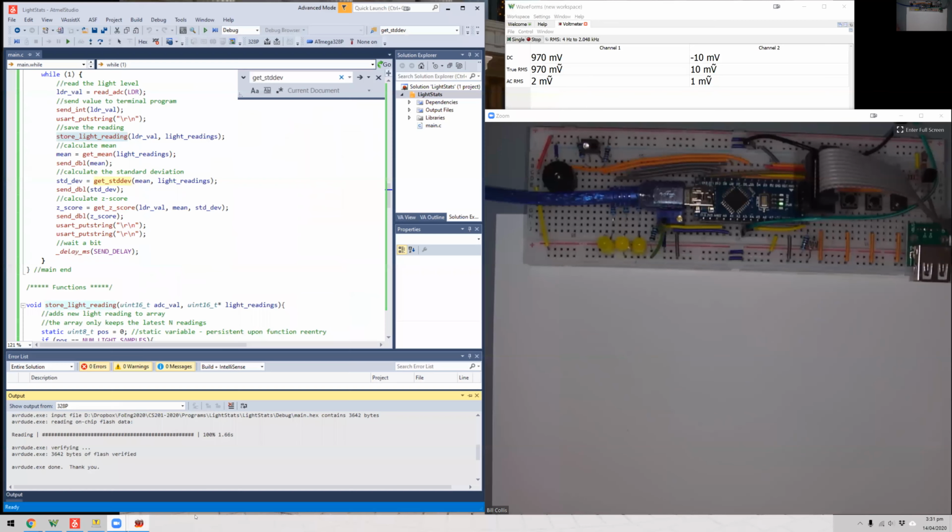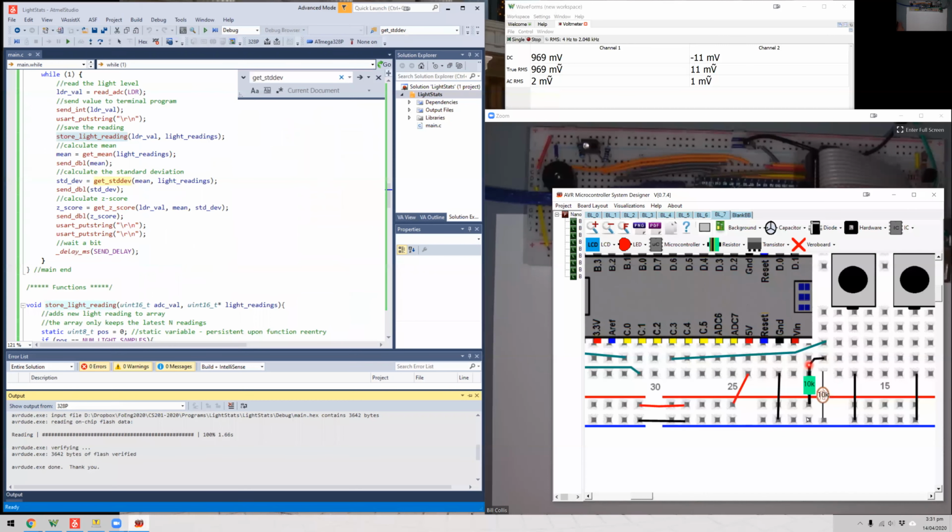It's actually wired up in this diagram. You can see how I've got the voltage divider set up. The LDR goes to 0 volts, the other resistor goes to 5 volts, and that goes to C.3.